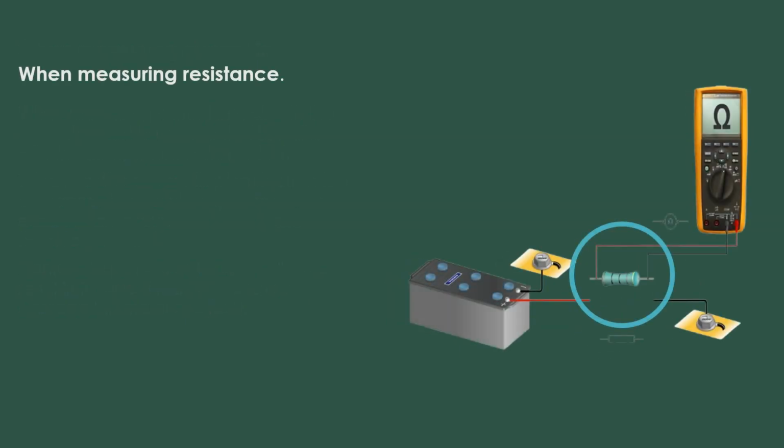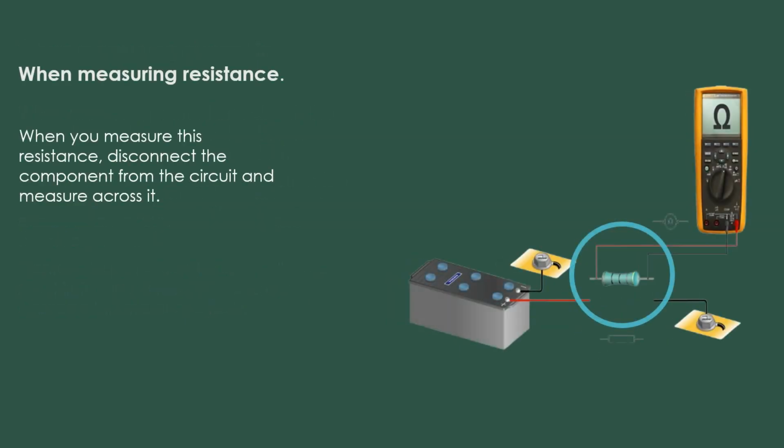When measuring resistance in a circuit, disconnect the component from the circuit and measure across it.